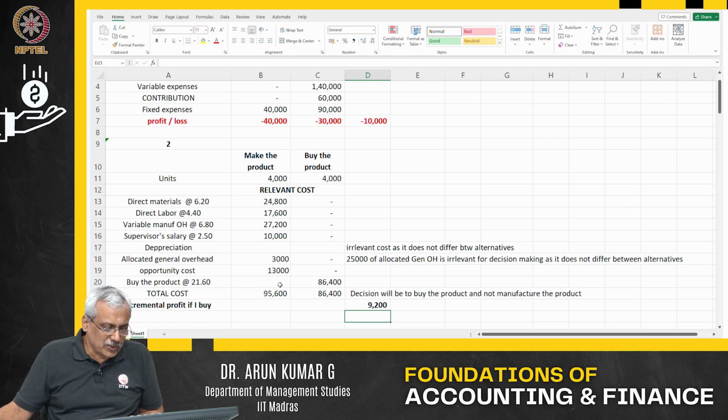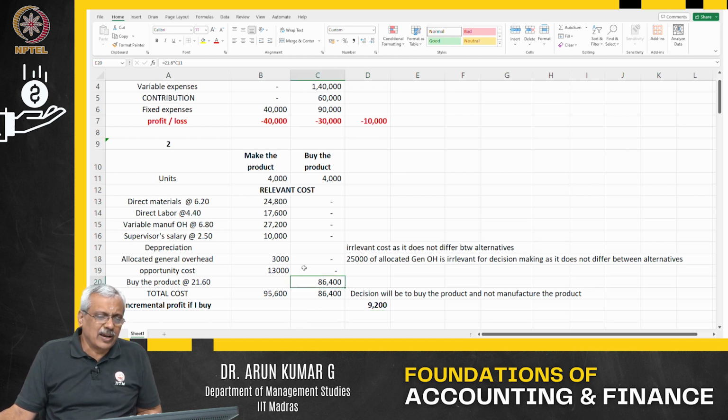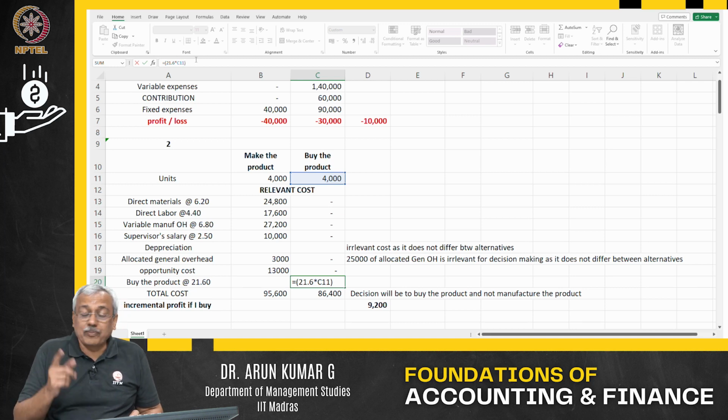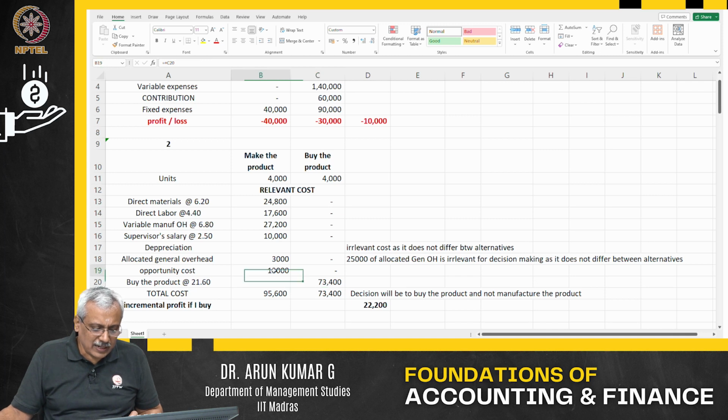Sir, this 13,000 you took as an opportunity loss. Can I take it as a revenue? Yes, I can take it as a revenue. How do I take it as a revenue? I will show you a small example. If I take it as a revenue, this is the cost that I am going to incur for purchasing this product, and this cost is going to be reduced by 13,000 rupees. I can just knock out this 13,000 on one side. Your answer will not vary much.